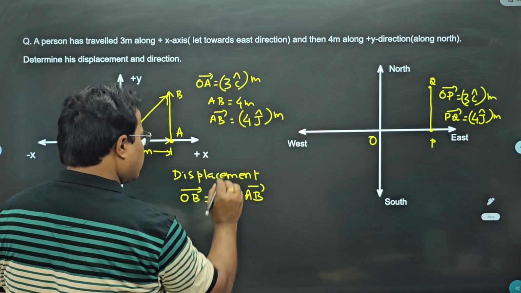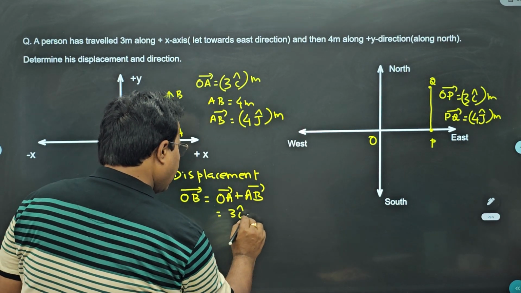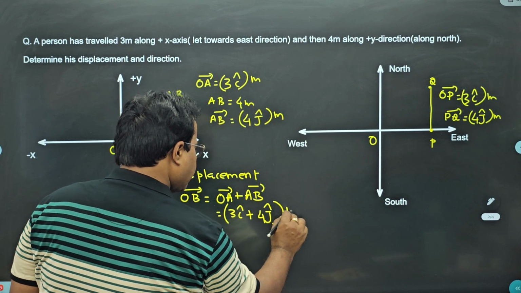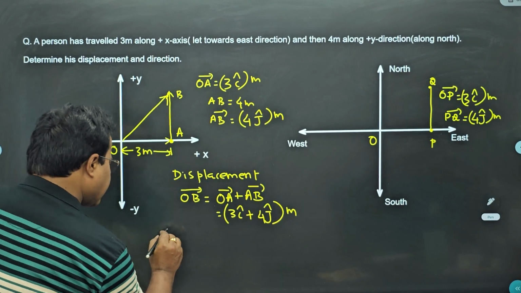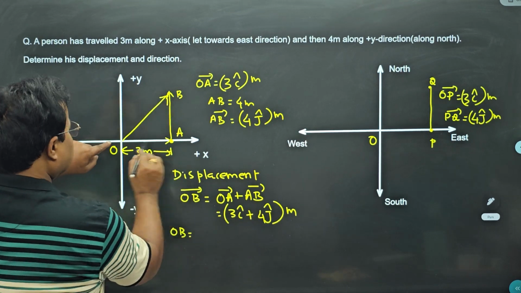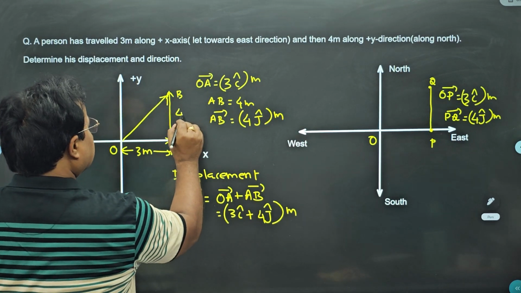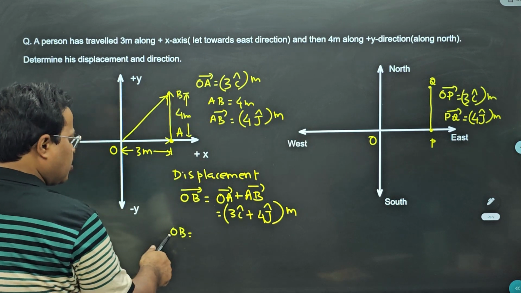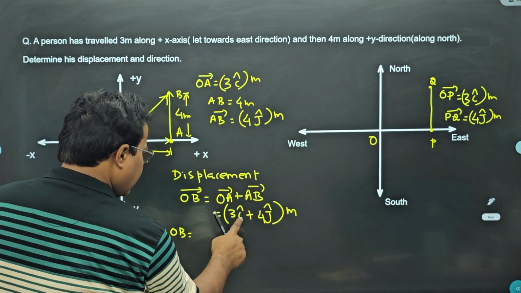What is OA vector, my dear students? This is 3 i cap plus 4 j cap meter. What is the magnitude of this OB vector? You see, this is 3 meter, this is 4 meter. What is the magnitude of OB?